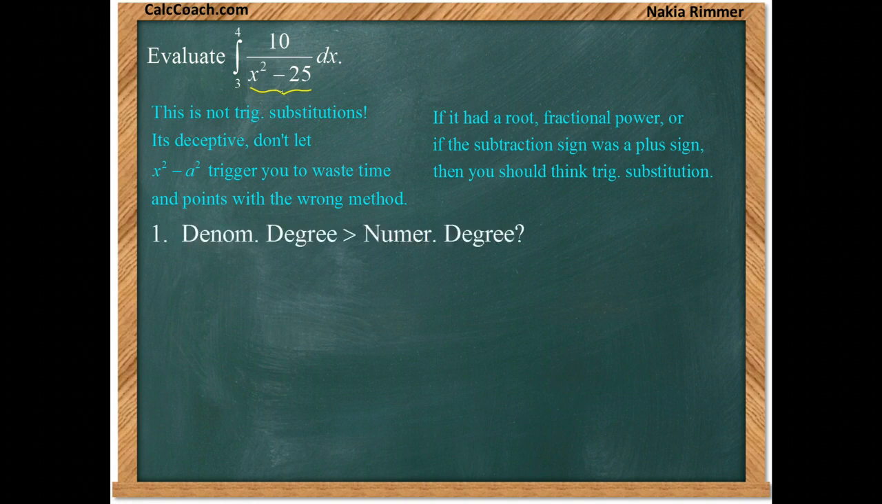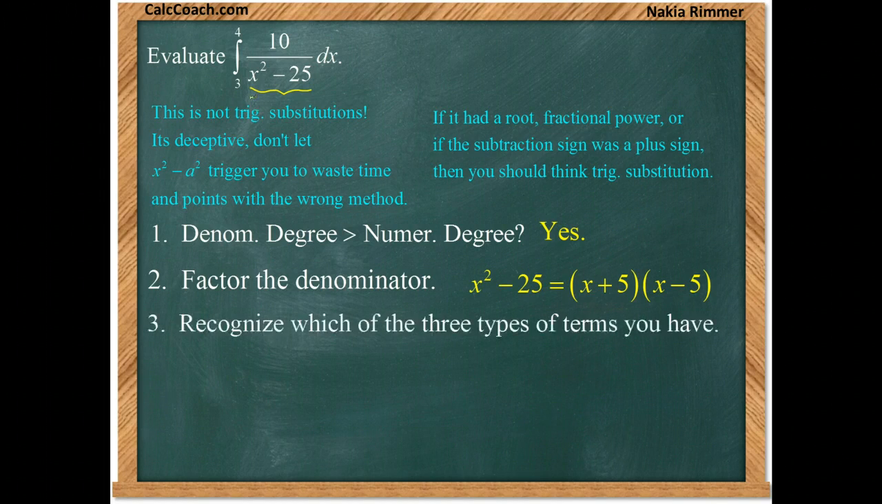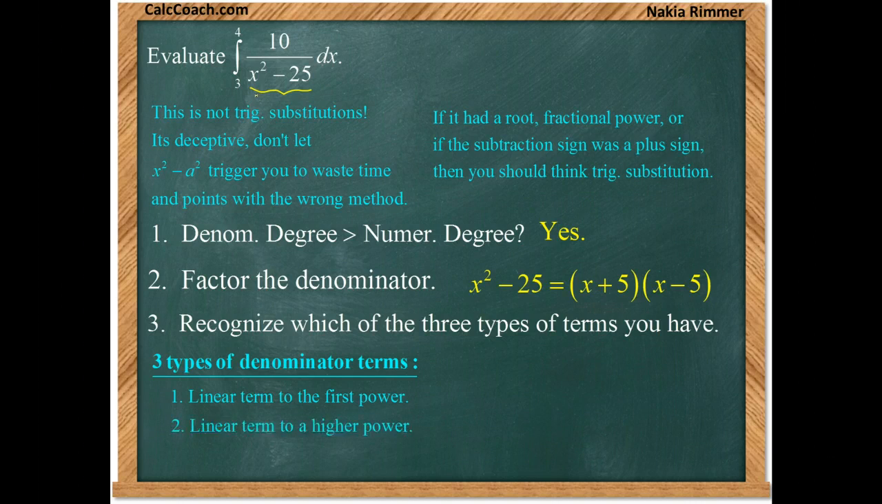Check to see if the denominator degree is higher than the numerator degree. It is. So then you begin the method by factoring the denominator. This denominator factors as x plus 5 and x minus 5, the difference of squares. Now the key is that you need to recognize which of the three types of terms you have. The three types are linear terms to the first power. The second type is linear terms to a higher power, a power higher than one. And then finally, the third type is an irreducible quadratic term.